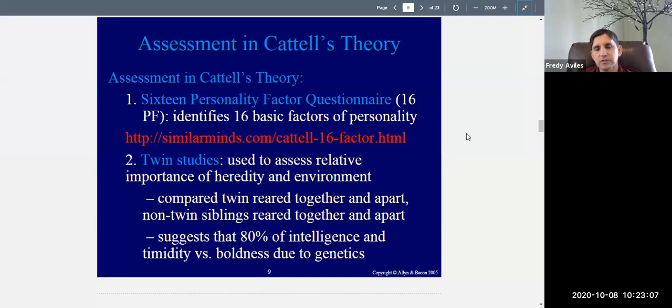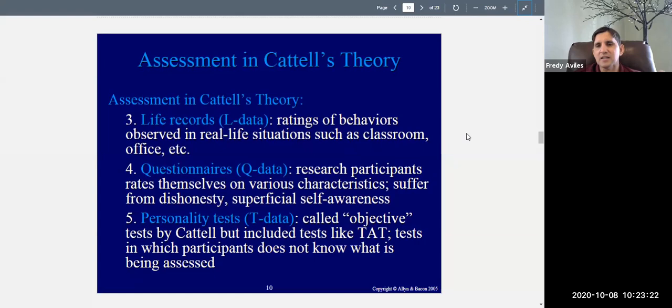But we're better at assessing these things nowadays, by the way, of determining how genetic something is or how environmental it is. During Cattell's time, it was probably a bit inaccurate. More recent research suggests that it's more like 60-40, 50-50.